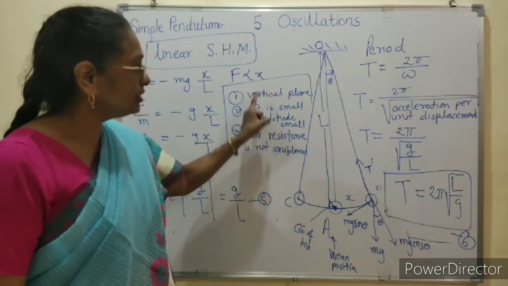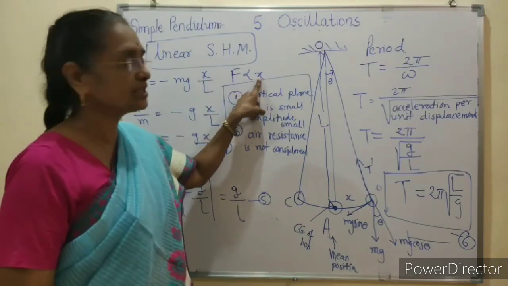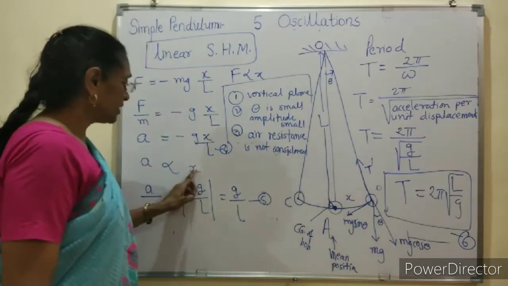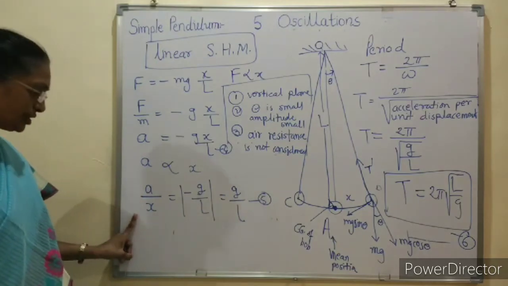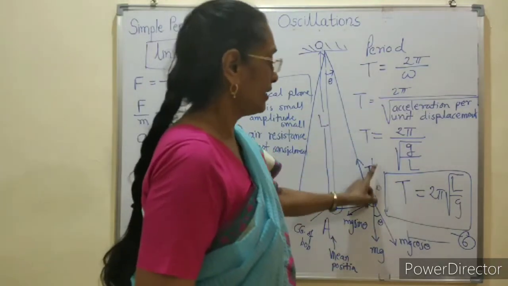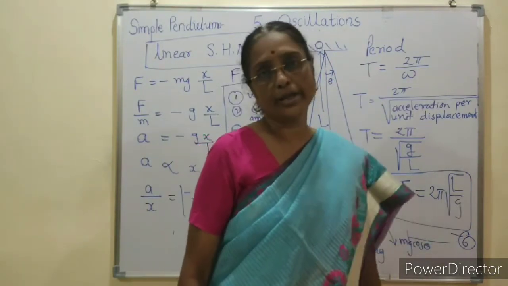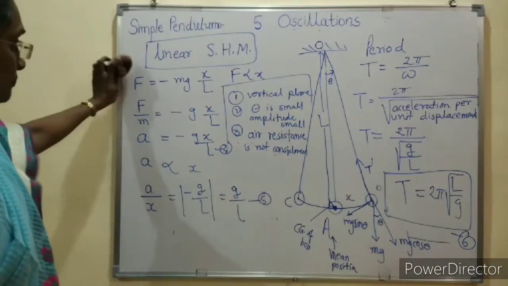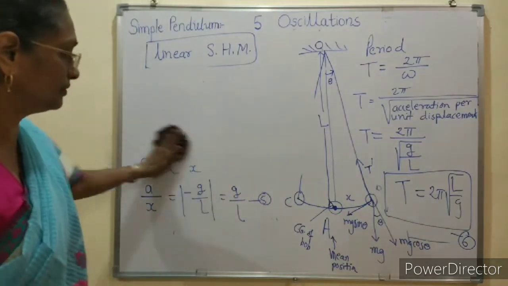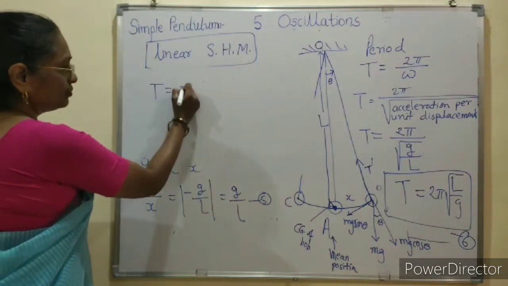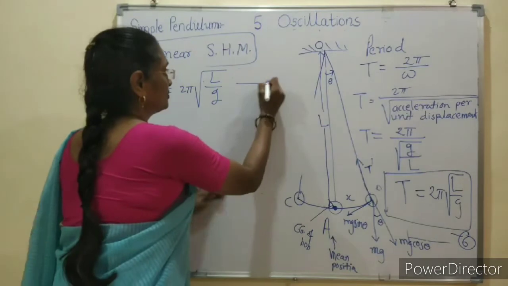So by assuming these points, we have shown F is directly proportional to x because theta is small, A is directly proportional to x. From this we have obtained the relation for acceleration per unit displacement, and then finally we have the expression for period. T is equal to twice pi under root L upon G. Now we write that expression here. T is equal to twice pi under root L upon G. This is equation number 6.